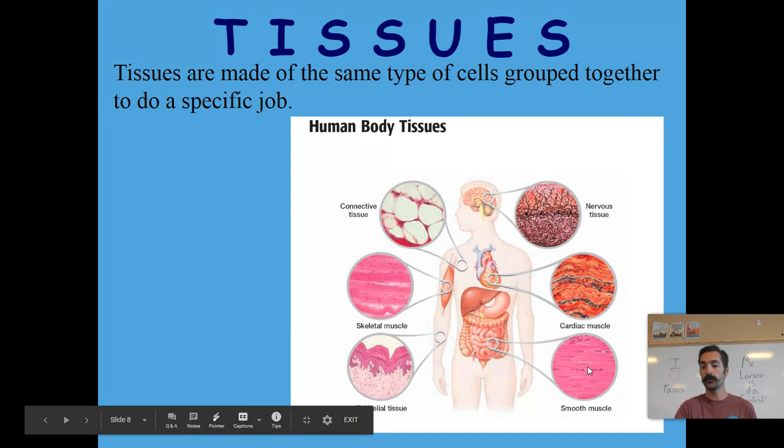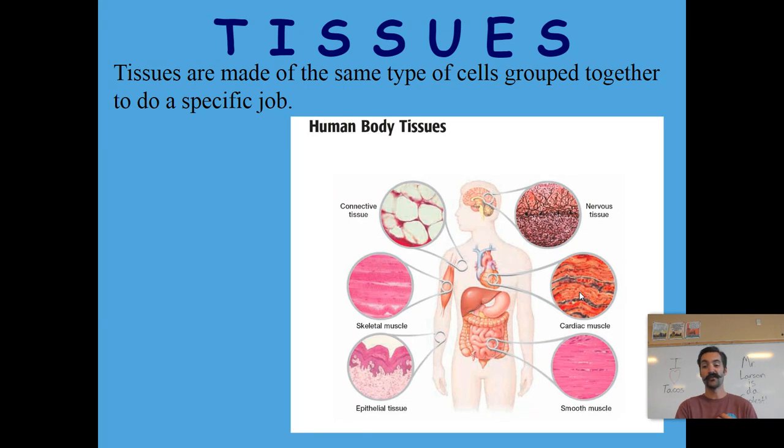Your smooth muscles are those non-voluntary muscles in your intestines and in your stomach that are basically digesting your food. Your cardiac muscle is another one of those involuntary muscles that has your heart beating. So your brain doesn't have to tell your body to do that. And then, of course, you have your nervous tissue, which is basically made up of all those nerve cells.